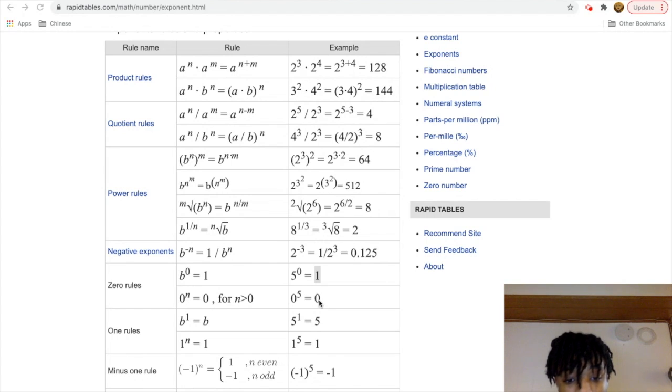Going on to the ones rule, this example works the same way as the zero rule. 1 to the power of anything is always going to equal 1. That's just how it is, because no matter how many times you multiply 1 by itself, it's always going to equal 1. Same thing goes with 0: no matter how many times you multiply 0 times 0, it's always going to equal 0.